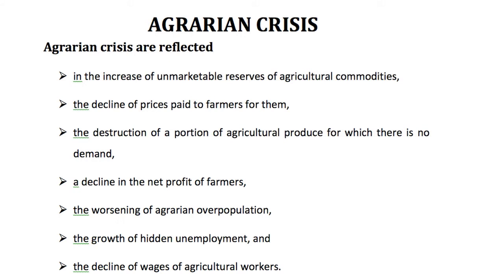Agrarian Crisis. Agrarian crises are reflected in the increase of unmarketable reserves of agricultural commodities, the decline of price paid to the farmers for them, the destruction of a portion of agricultural produce for which there is no demand, a decline in the net profit of farmers, the worsening of agrarian overpopulation, the growth of hidden unemployment, and the decline of wages of agricultural workers.